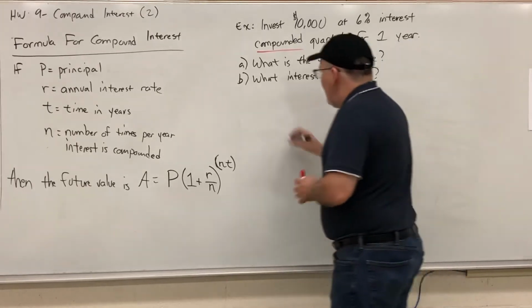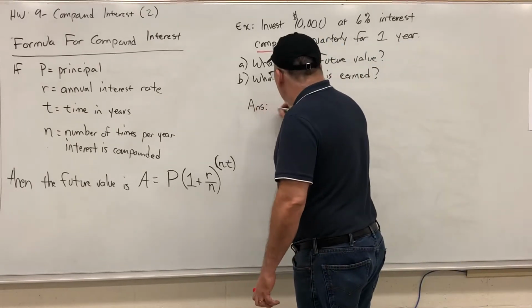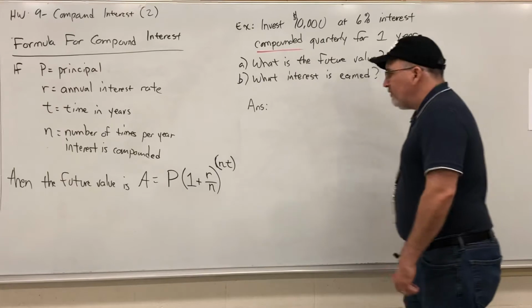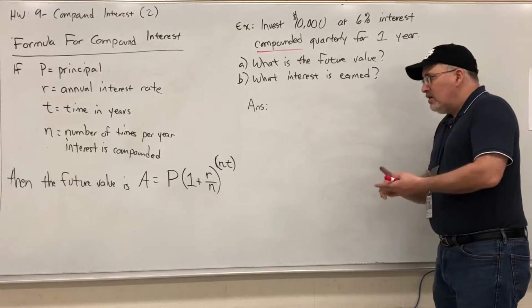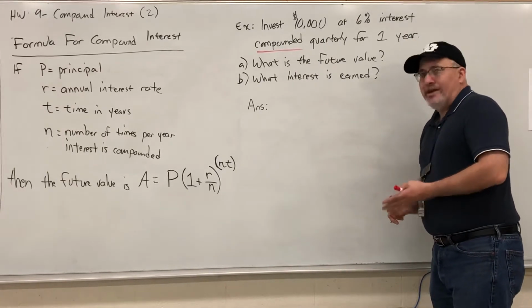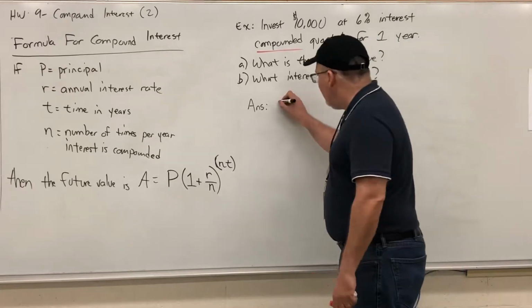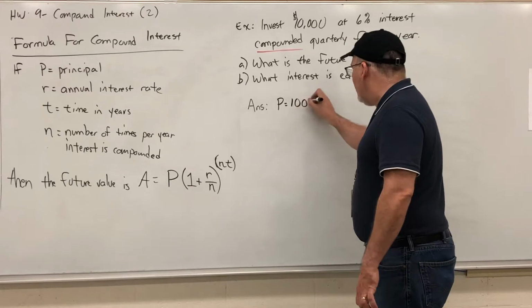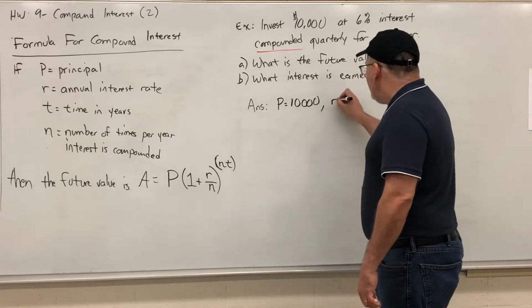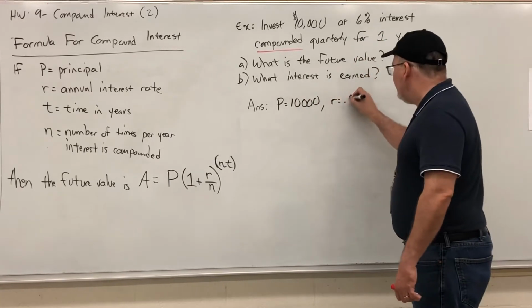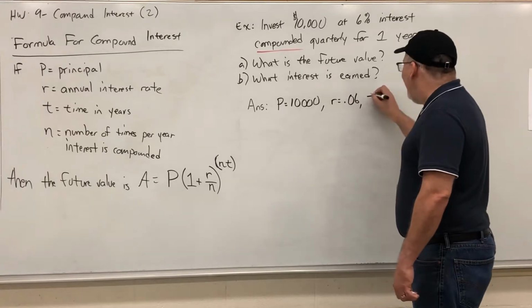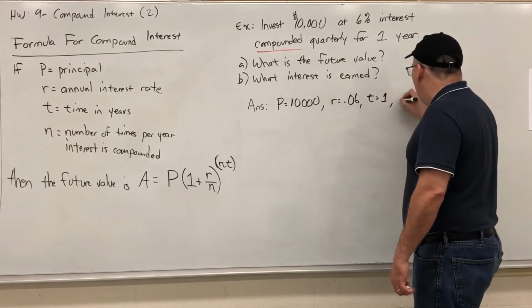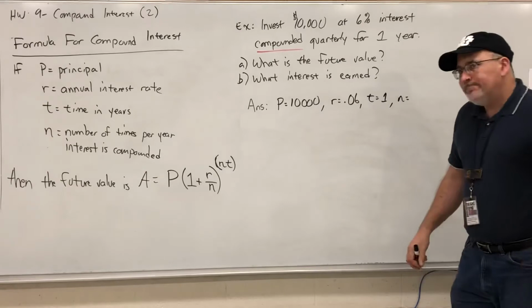Now for the future value, we just have to use our formula. But in order to use our formula, we need to know what P, r, n, and t equal. So let's just write those down real quick. Our principal is $10,000, that's what we're starting with. Our interest rate is still 6%, so 0.06. Our time is 1 year, so t is equal to 1. But what will n equal?